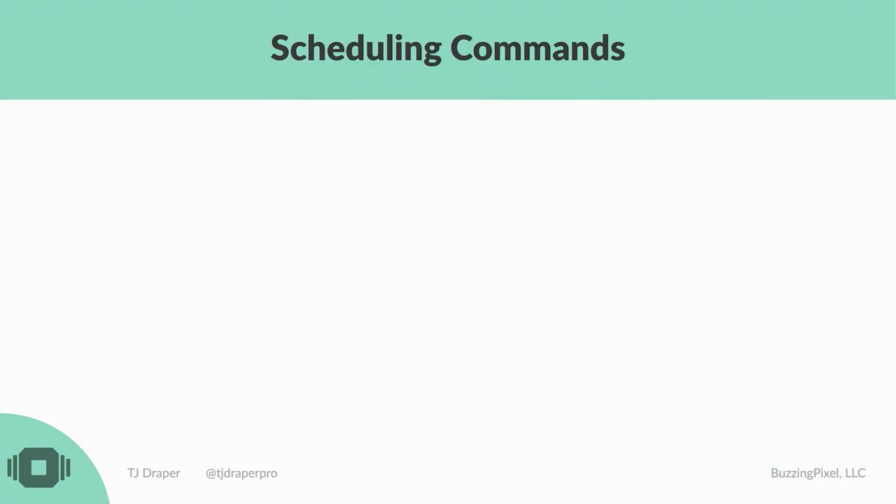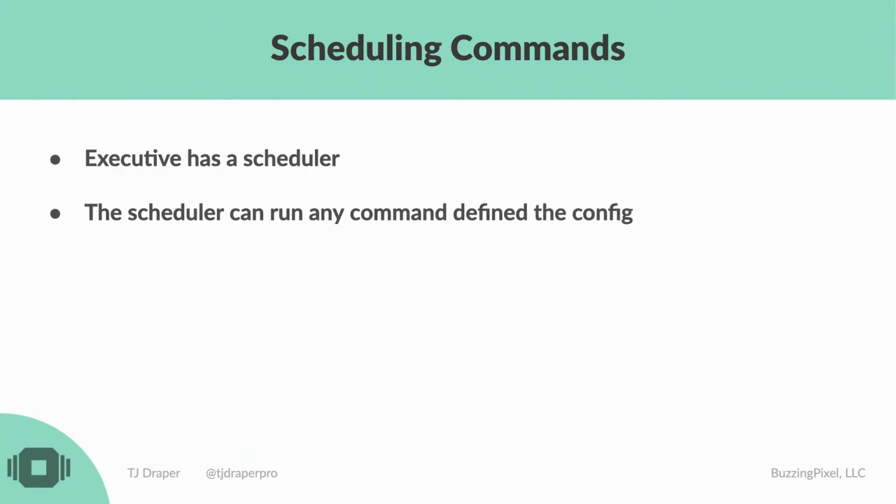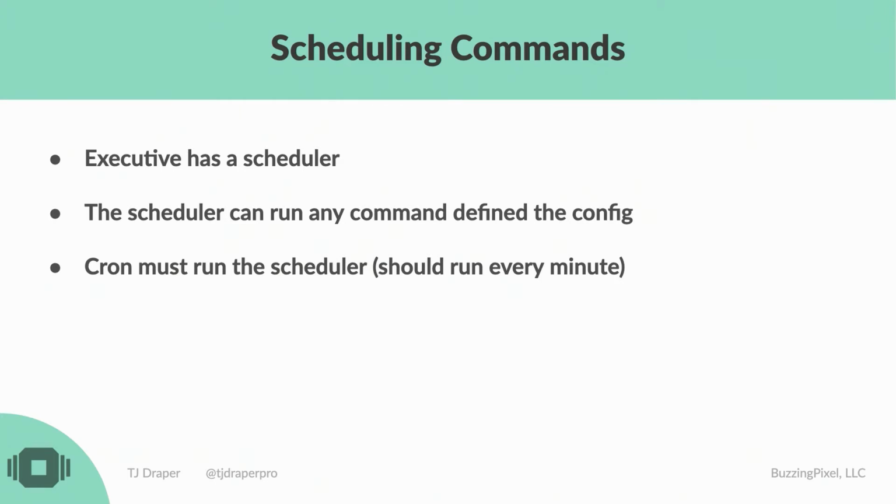Now here's where some of the real power comes in. You can schedule commands to run because Executive has a scheduler. The scheduler can run any command defined in the config file or in an add-on.setup file. So you have to have a cron job on your server that's running the scheduler, which should run every minute. This is an example of a cron command that would do that on my servers.